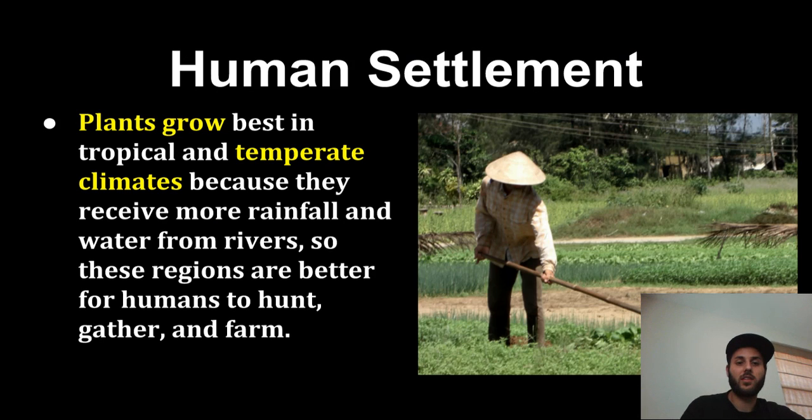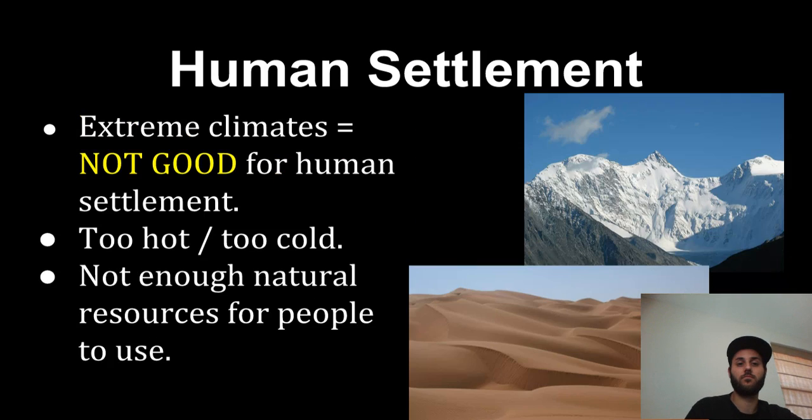Plants grow best in tropical and temperate climates because they receive more rainfall and water from rivers. So these regions are better for humans to hunt, gather, farm, and settle. Places with extreme climates, like deserts and mountains, are not good for human settlement. They're either too hot or too cold, and there's not enough natural resources for people to use.